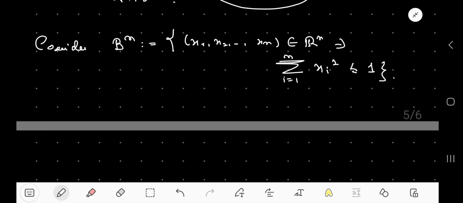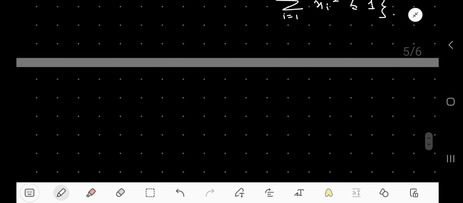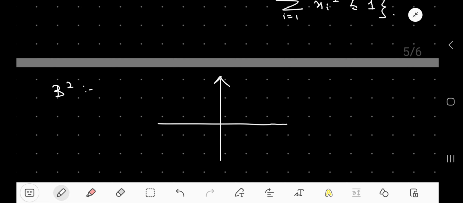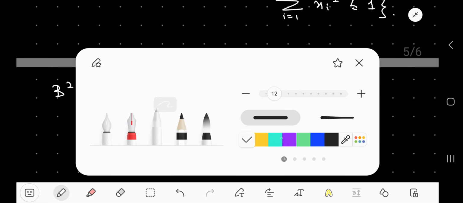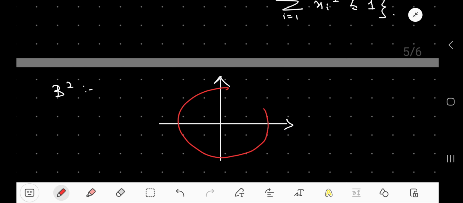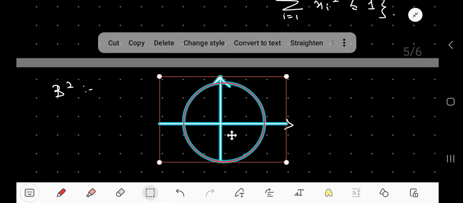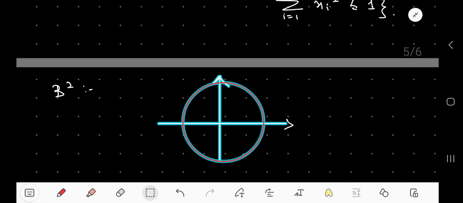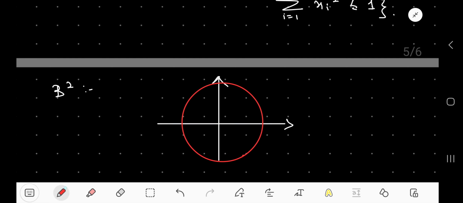I can talk about it in this way, so this is an example. What is B², for example? It's just the unit disk in R². So what does it look like? I have a unit circle, and I consider all its insides.